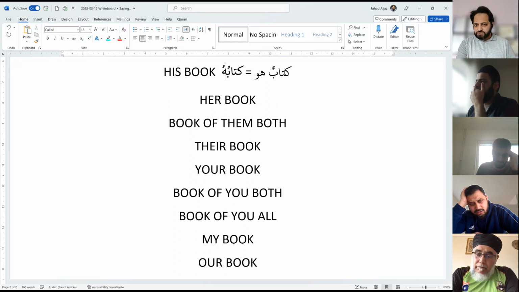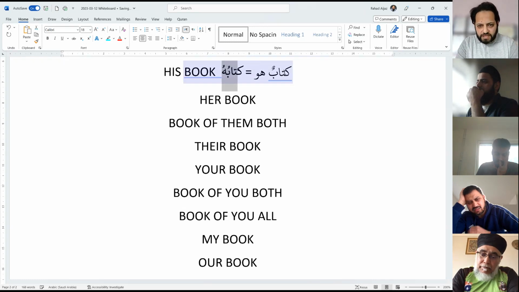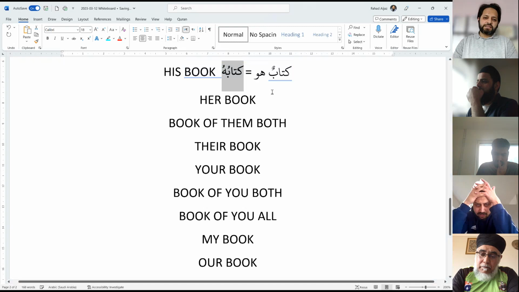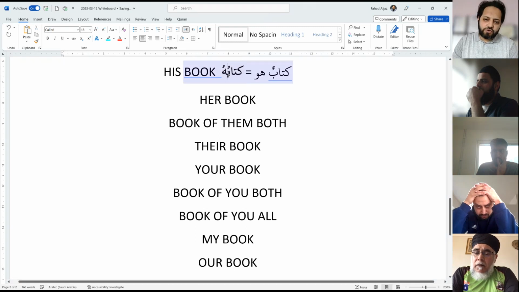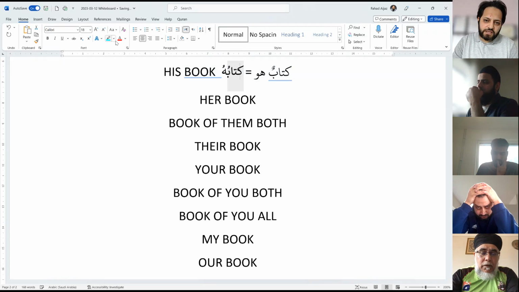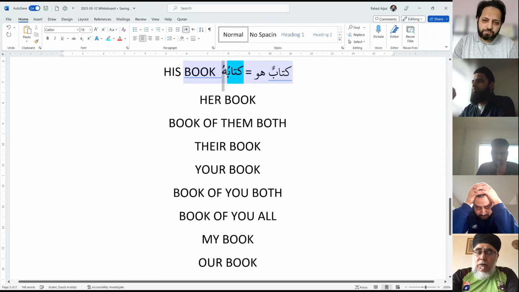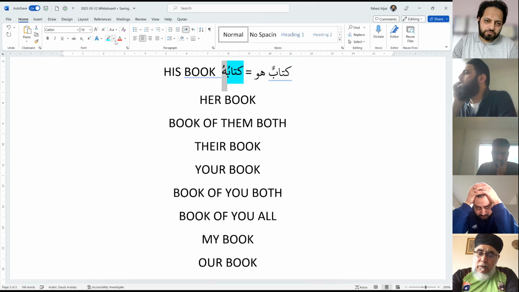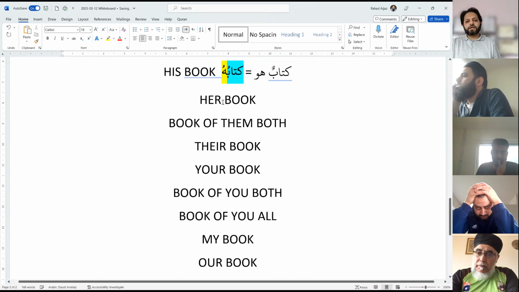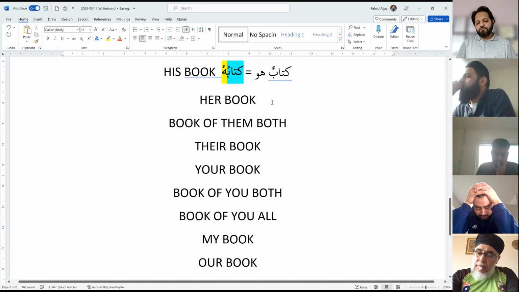Clear? Any questions? So what you have produced here, kitabuhu, is his book. Because what you're looking at is two words. You're looking at kitabu as the first word, and then you're looking at hu as an attached pronoun. That's the construction. Light, no al, followed by jar.